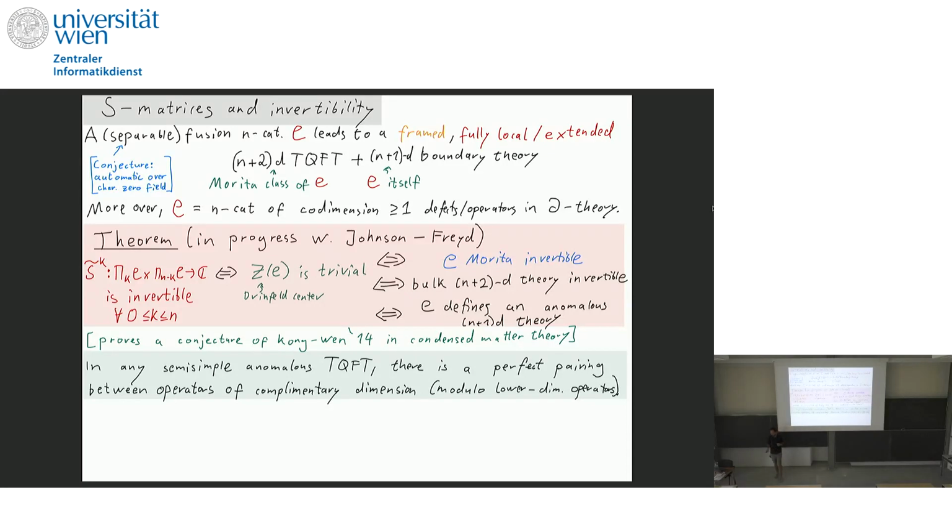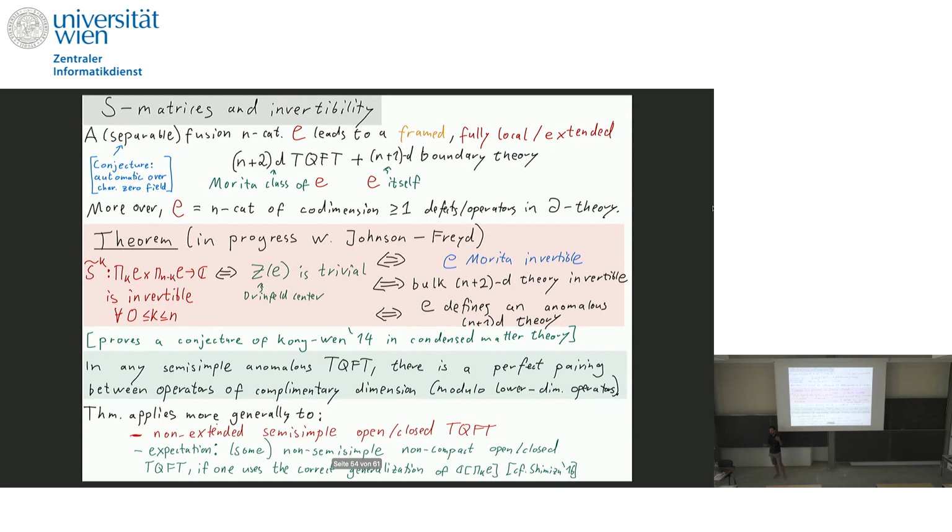And now let me make a comment on this. The way you would interpret a semisimple anomalous TQFT, if you hear this talk, would be a TQFT which comes from these higher fusion categories. But this statement is actually much more robust than the theory of higher fusion categories. So even if you don't believe in or don't like higher fusion categories, the way we prove this is actually not by looking at extended theories, but you can already prove this at a completely non-extended level. So if I have a non-extended semisimple open-closed TQFT, the statement is still true.